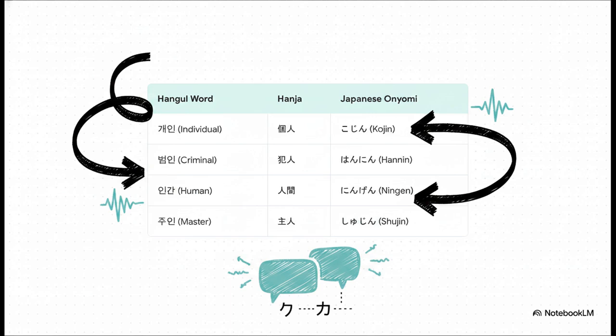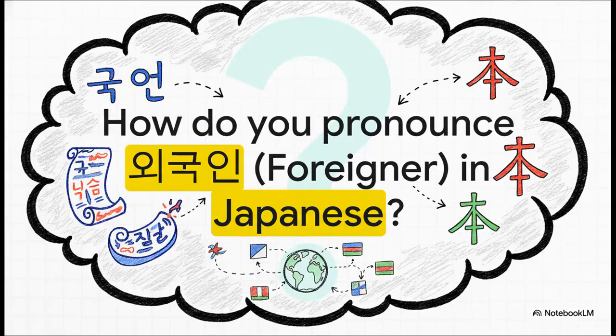You see the pattern, right? The Korean in at the end of the word is consistently doing the exact same job as the Japanese jin or nin. It's a total game changer. Okay, let's put this to the test. I want to actively challenge you for a second using the rule we just learned.